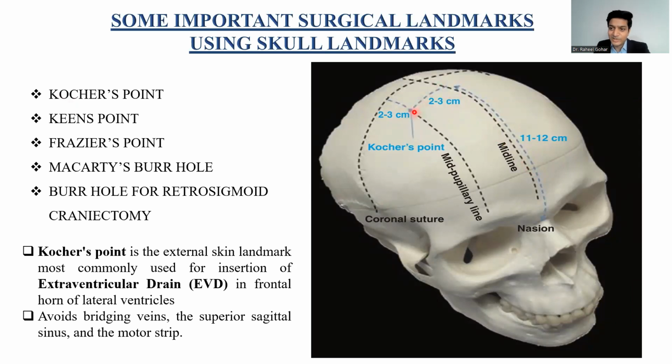This point is known as the Kocher's point. We can also identify this point in another way. We are going to mark the mid-pupillary line here until it hits the coronal suture, and then we are going to go 1 to 2 centimeters anterior to the coronal suture, and this is the Kocher's point.